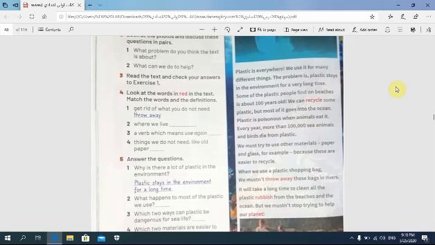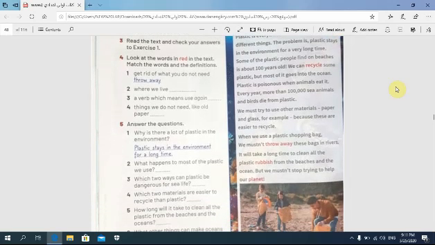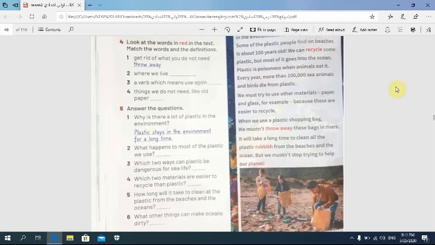We must try to use other materials, paper and glass, for example, because these are easier to recycle. When we use plastic shopping bags, we mustn't throw away these bags in rivers. It will take a long time to clean all the plastic rubbish from the beaches and the ocean. But we mustn't stop trying to help our planet.